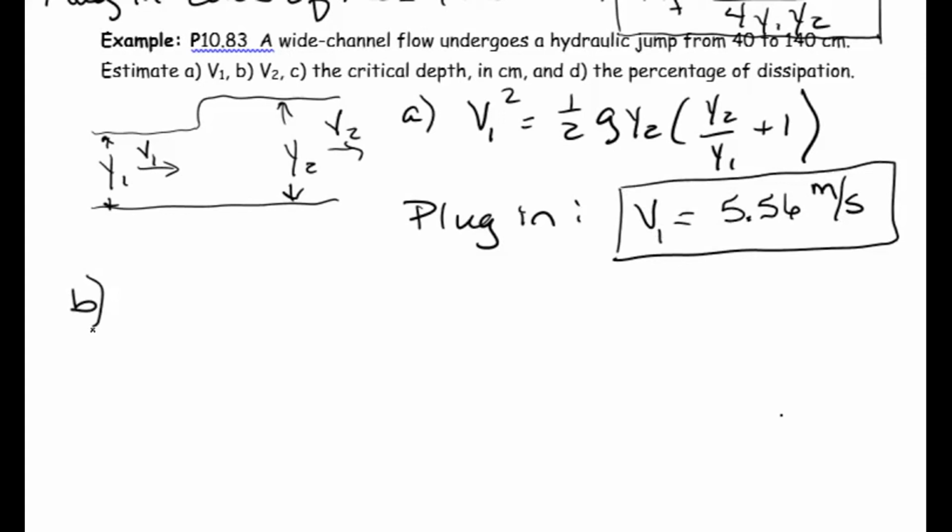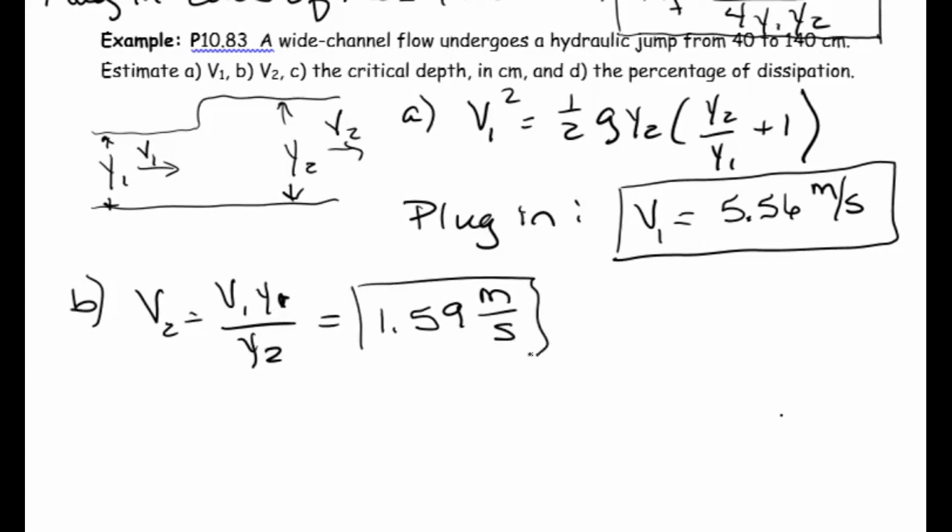Nothing wrong with that. All right, so let's go on to V2. Now that we know V1, we know Y2 and Y1. Aha, conservation of mass, another equation that's right there on your equation sheet. V2 is equal to V1 Y1 over Y2. Again, plug in that 5.56, plug in your 0.4 meters and your 1.4 meters, and you're going to get 1.59 meters per second. Easy.